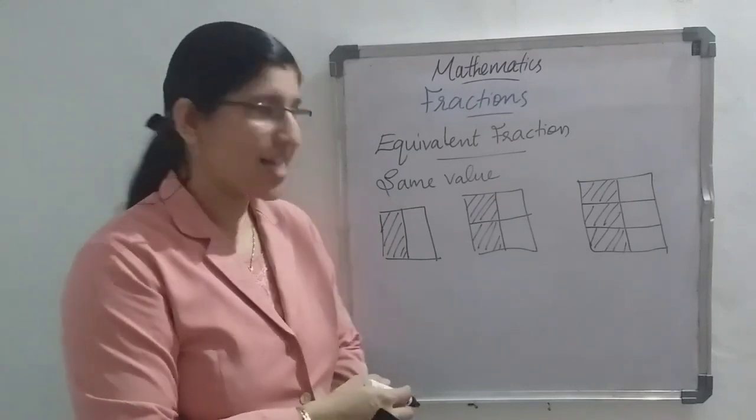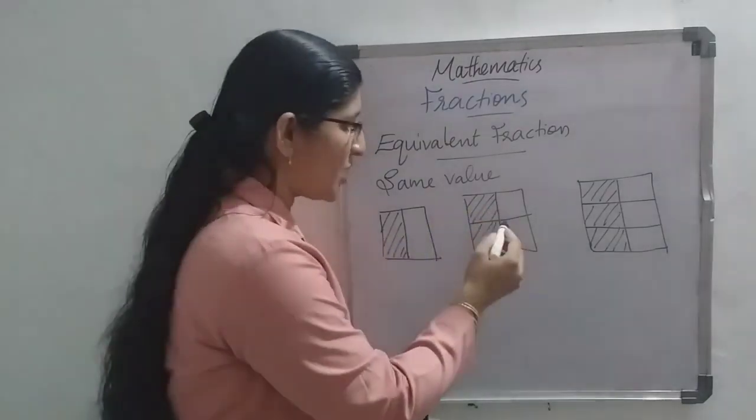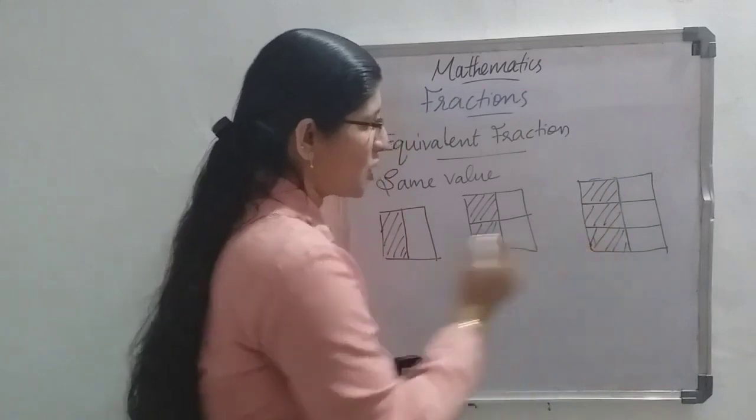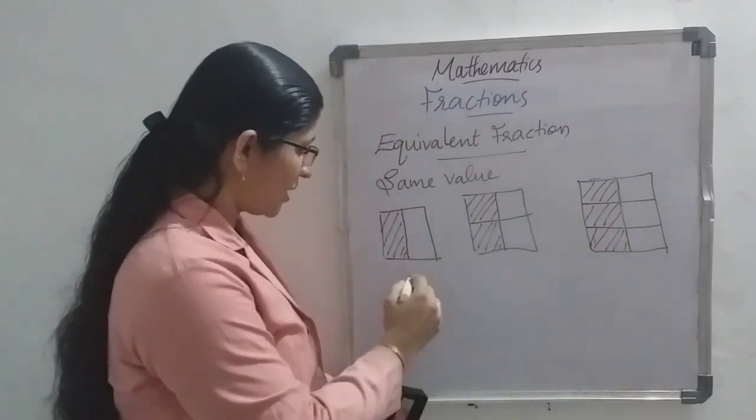Anybody? Yes, okay. Here I shaded the half of this picture. Here also I am shading the half of this picture. Here also I am shading the half of this picture. Okay, then you need to write the fraction. What's the fraction of the shaded part here?